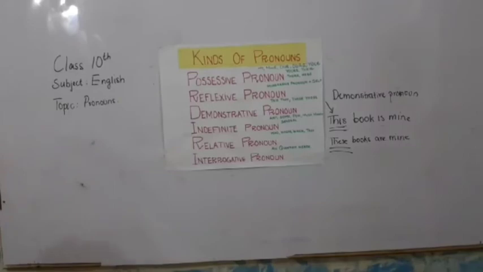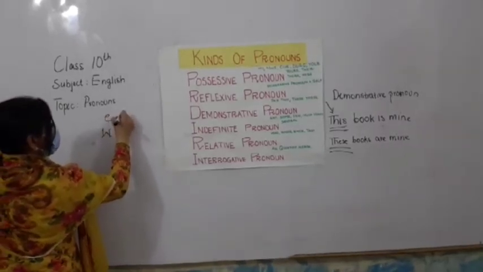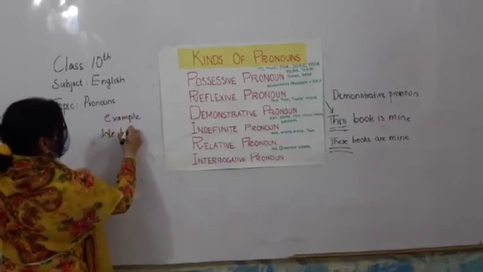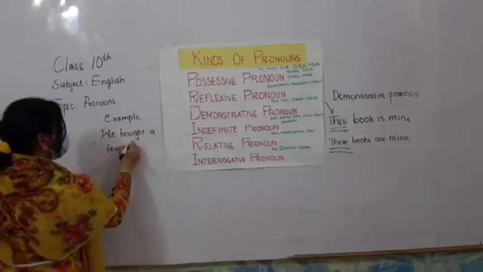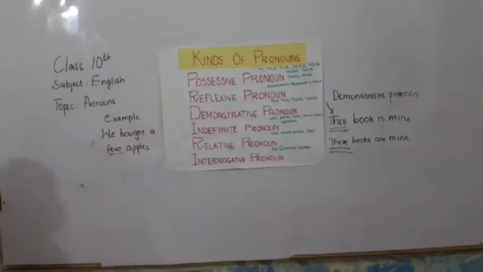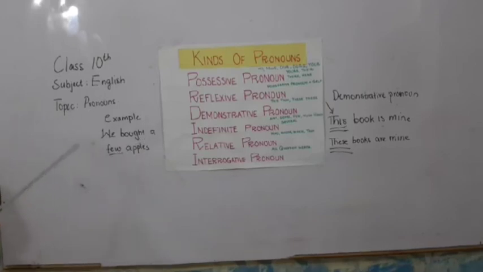So, an example of an indefinite pronoun: we bought a few apples. Now, how many did we buy? We're not sure. So, that's why we use an indefinite pronoun when we don't know the actual number of the things that we are buying or have bought.